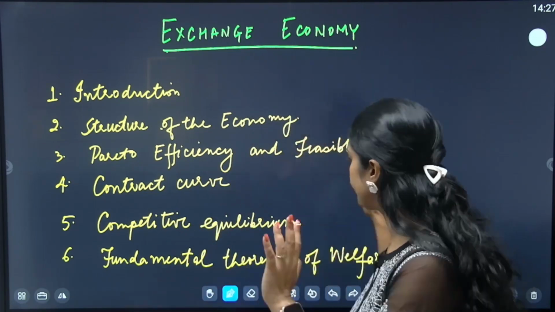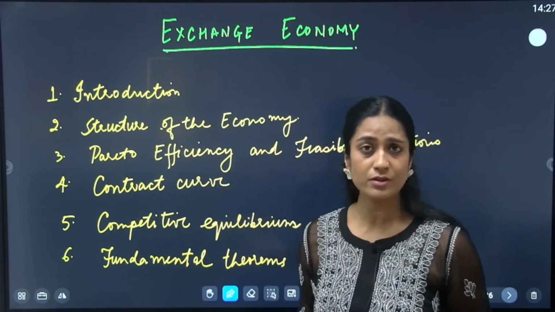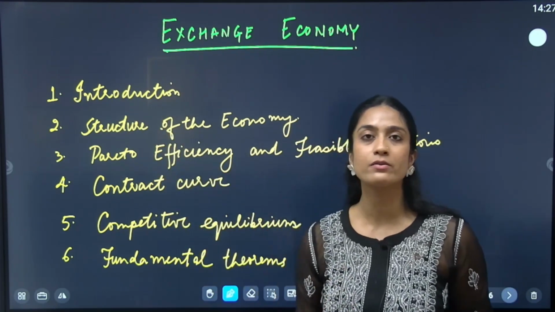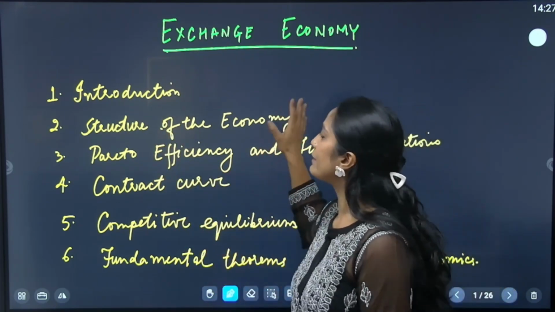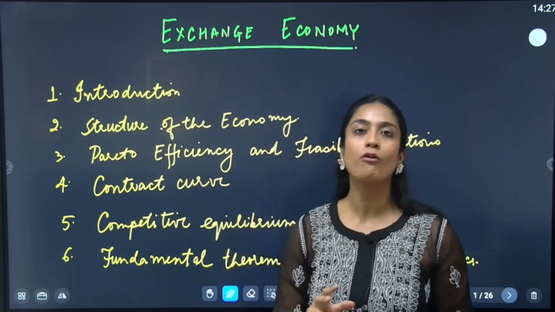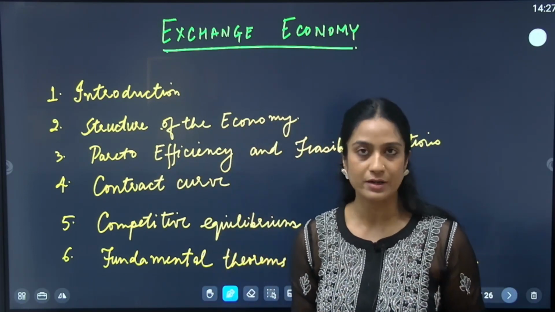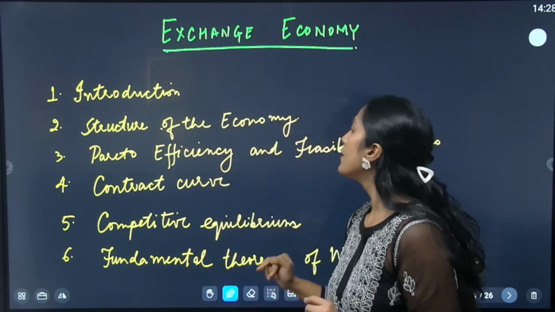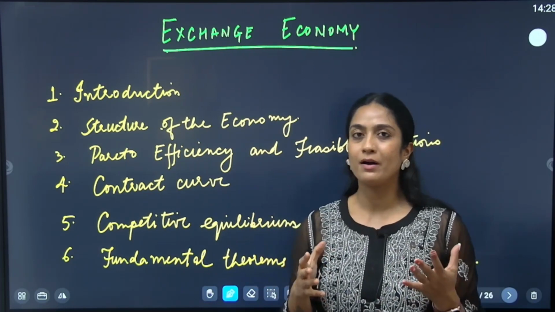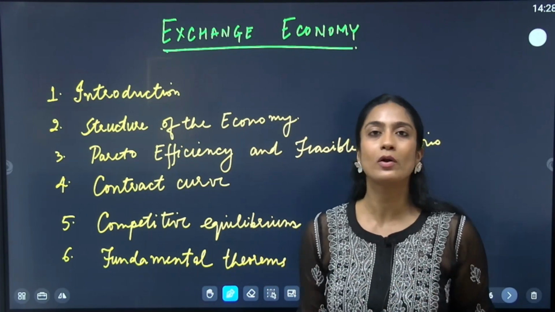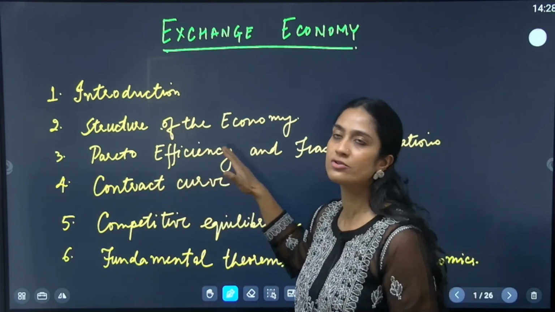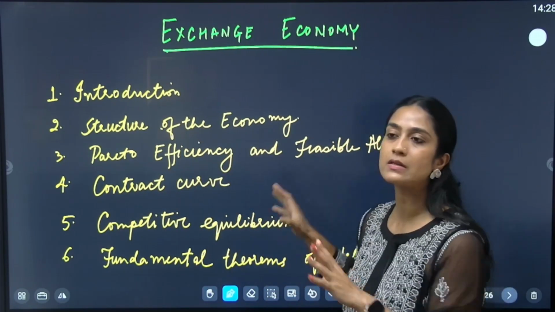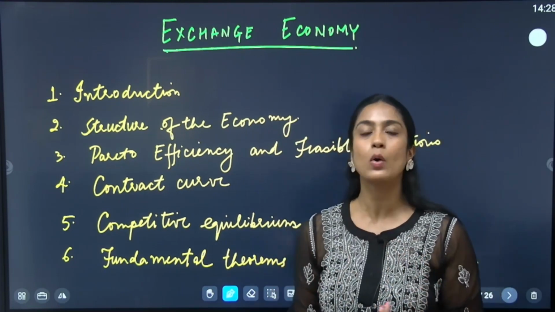So this is the basic structure of this lecture, the points that we will be covering. We'll start with an introduction of what we are trying to do and why we are trying to do this. Then we'll discuss the structure of the economic model that we will study, and this is where we'll also introduce the Edgeworth box that you must have learnt about. Then we will talk about the concept of welfare in this economic model, and we'll use the concept of Pareto efficiency or Pareto optimality, and we also discuss what is a feasible allocation in this context.